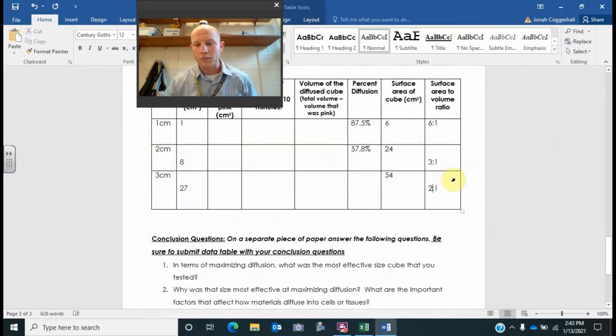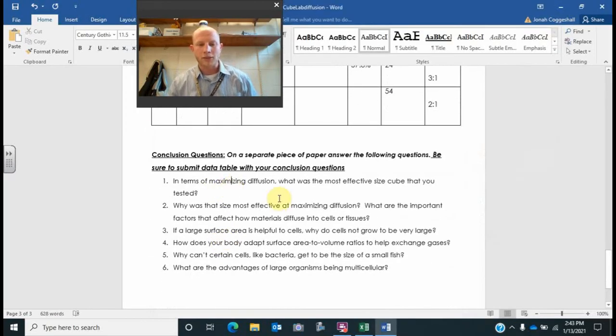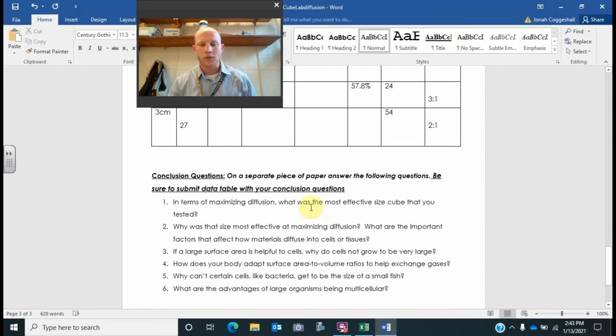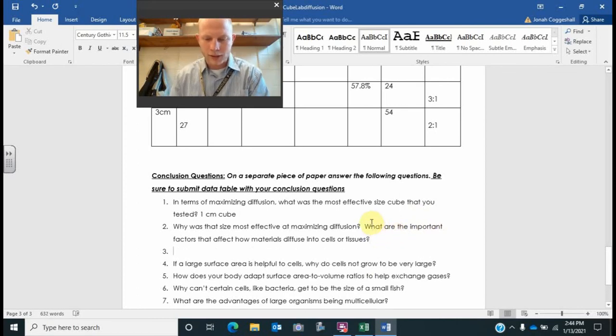So let's go to this lab here. In terms of maximizing diffusion, what cell is the most effective? What was the most effective size cube that you tested? That is my 1 centimeter cube, right? And then it asks here, why was this size the most effective at maximizing diffusion? What are the important factors that affect how materials diffuse into the cell?